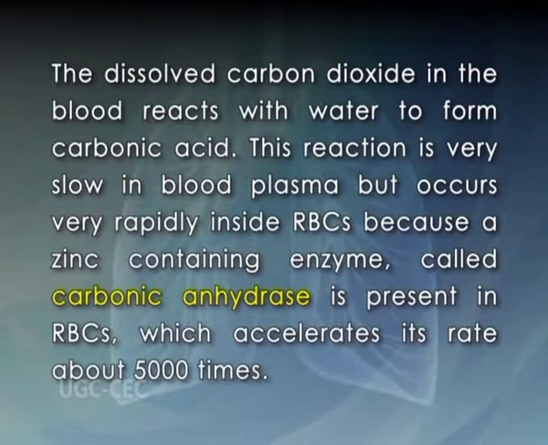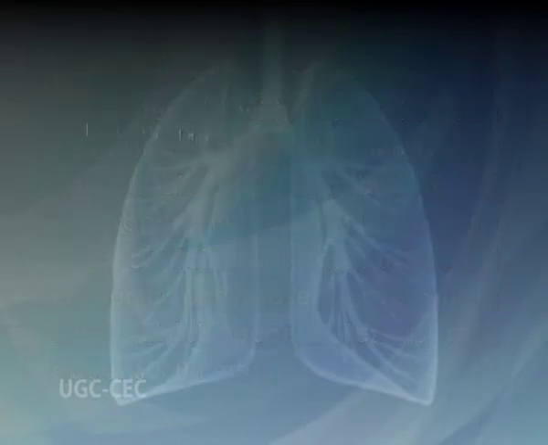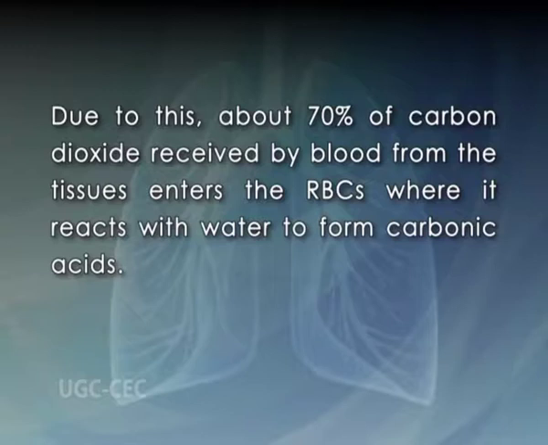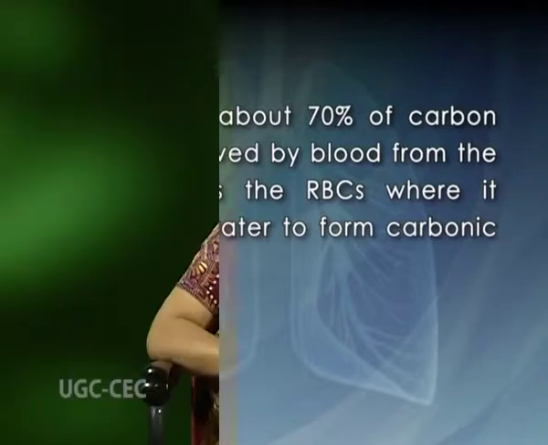Carbonic anhydrase is present in RBCs, which accelerates its rate about 5,000 times. Due to this, about 70% of carbon dioxide received by blood from the tissues enters the RBCs, where it reacts with water to form carbonic acid. Carbonic anhydrase is exclusively found in RBCs. All carbonic acid of RBCs dissociates into hydrogen and bicarbonate ions.